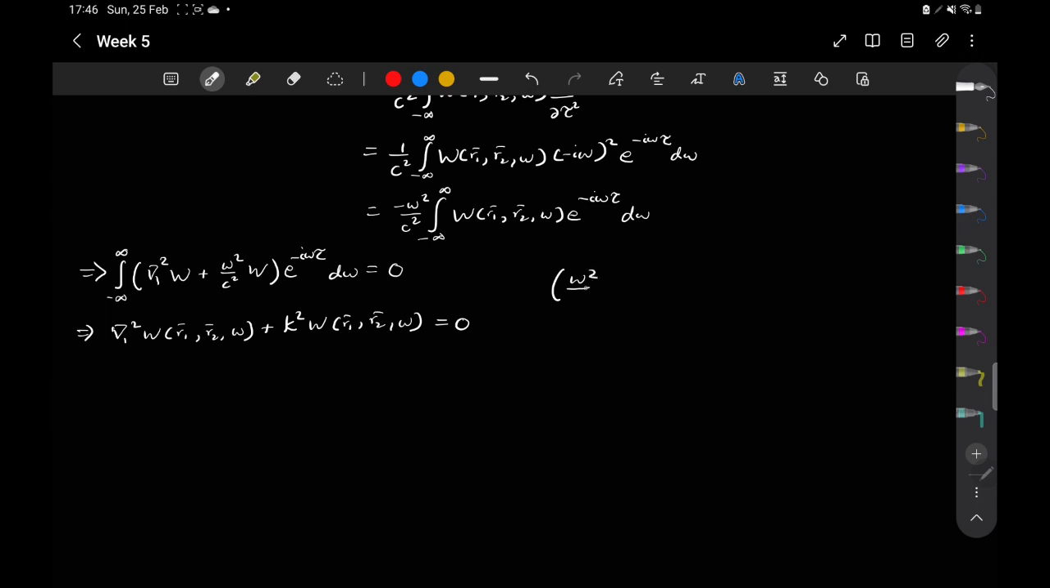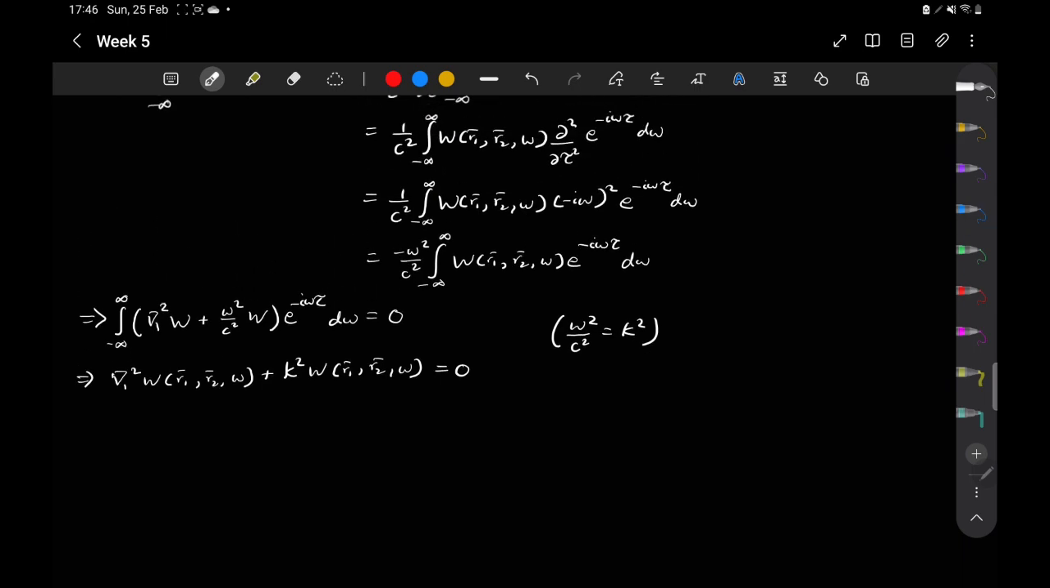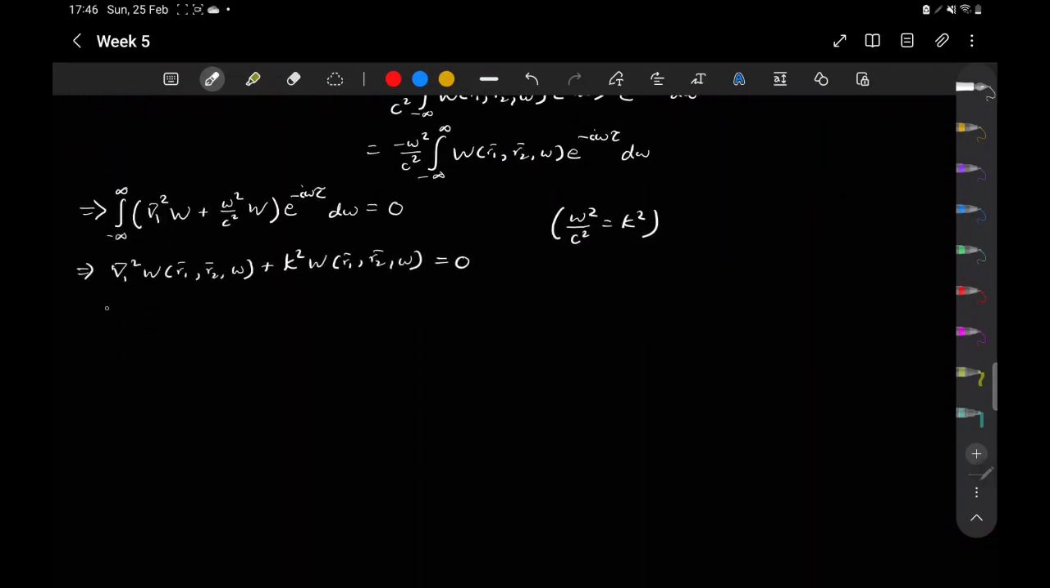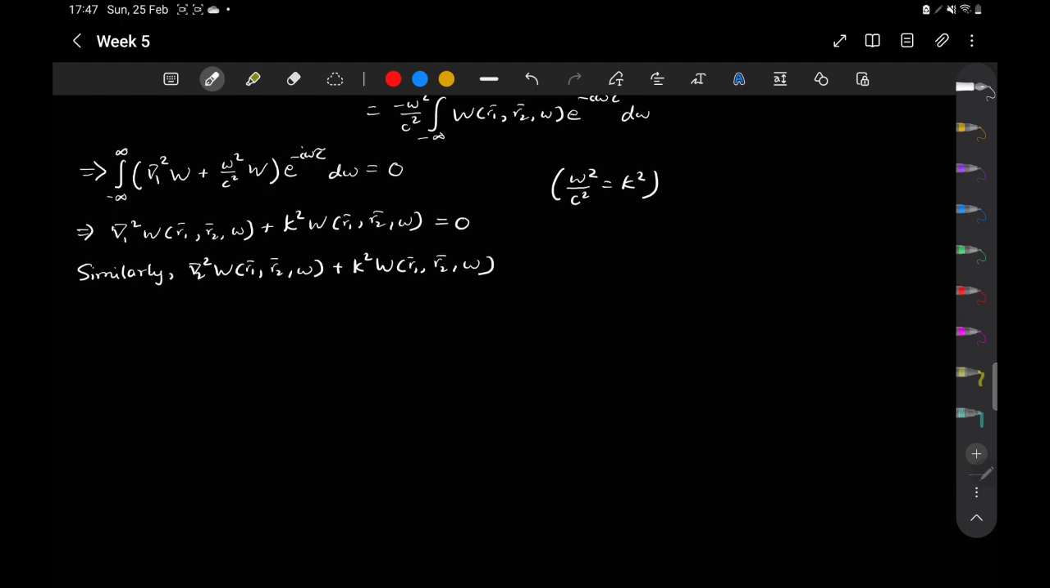This is because omega squared over c squared is k squared. So this is what we get as the propagation for the cross spectral density function. Similarly, for the other coordinate, derivative with respect to coordinate 2, this is for the other coordinate also. Similarly, we will get. Now we can proceed to part B.